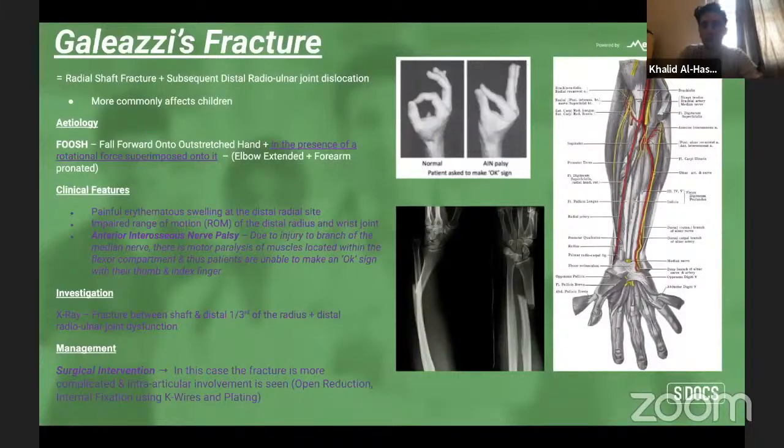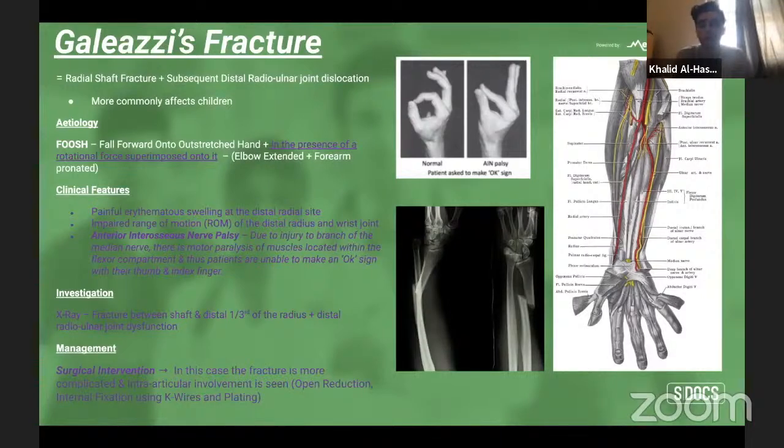Galeazzi fracture. A Galeazzi fracture may be one of the more interesting types of fractures. A Galeazzi fracture is a distal radial fracture, specifically a radial shaft fracture. However, it also results in a subsequent distal radio-ulnar joint dislocation. So it's important to remember that there are two radio-ulnar joints: a proximal radio-ulnar joint and a distal radio-ulnar joint. The distal radio-ulnar joint is usually disrupted in a Galeazzi fracture. The proximal radio-ulnar joint is usually disrupted in a Monteggia fracture. We'll come back to this shortly.